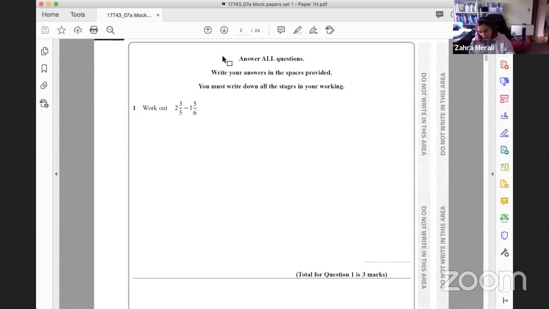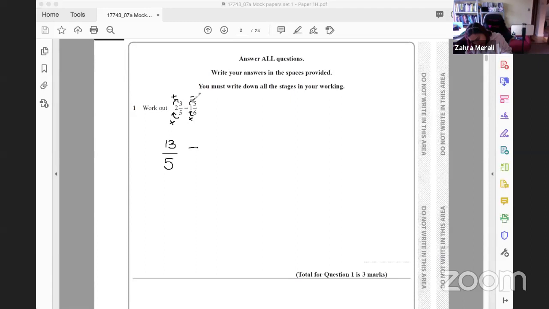Here we've got the first question: 2 3/5 minus 1 5/6. The easiest way to do it is to first convert them into improper fractions, so top heavy fractions. You're going to do 2 times 5 to give you 10. So you times that way, then you add it there. So you times and you add. So you're going to get 13 over 5, minus 1 times 6, giving you 6. You add it onto the top. So you get 11 over 6.